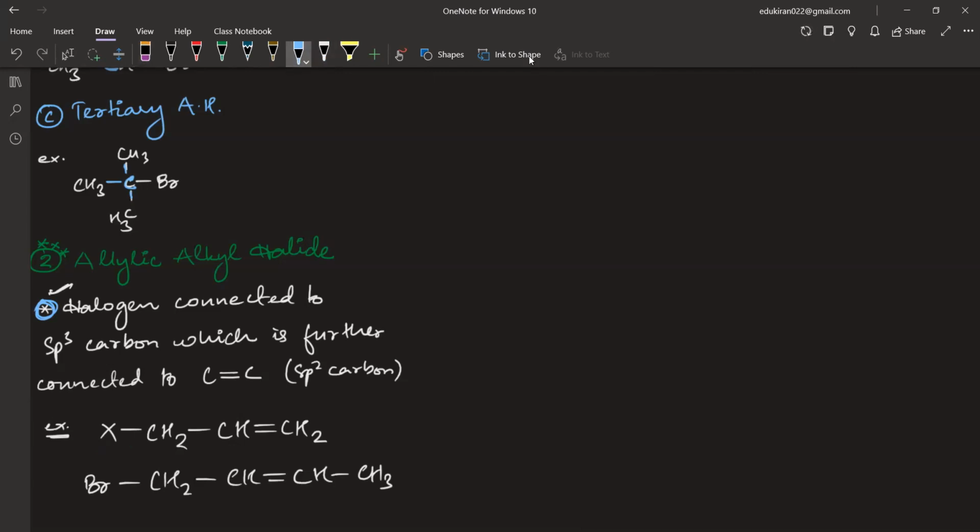See, you read there. See, halogen. You look here. Halogen connected to sp3 carbon, further connected to carbon double bond carbon. Yes or no? Again, halogen connected to sp3 carbon, further connected to carbon double bond carbon. Okay. So what is the name for these types of alkyl halide? These are called allylic alkyl halides. These are known as allylic alkyl halides.